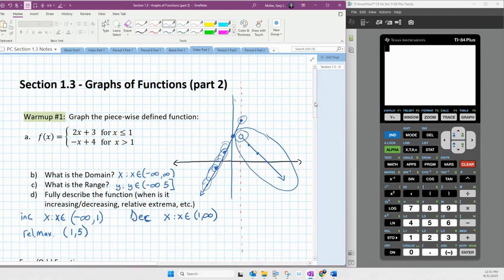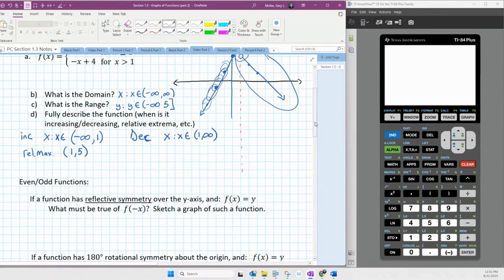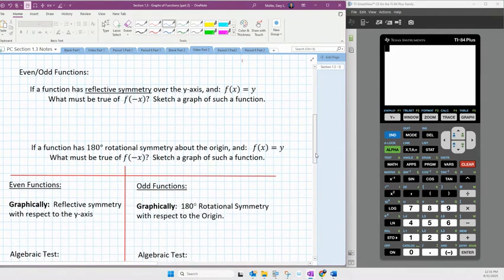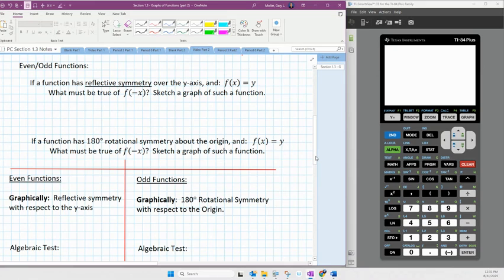All right, let's keep going. Today's lesson is going to focus mainly on symmetry, and it's going to be talking about even and odd functions. So I've got some definitions for you here. Feel free to pause the video if you need to write these down. If a function has reflective symmetry over the y-axis, then it is what's known as an even function. So this is even.